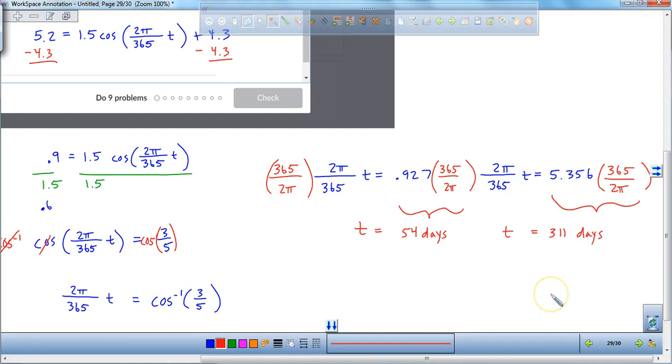So the first time that it hits the 5.2 is 54 days, and the second time it hits it is 311 days. And what I told you, that's going to be an important thing to know. This is the first time. This is the second time. If it asks you for the first time, you don't have to do this. But if it asks you for the second time, I need you to understand the cosine of theta will always equal the cosine of 2 pi minus theta.